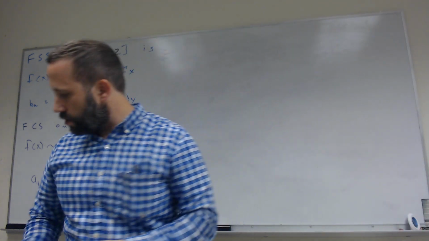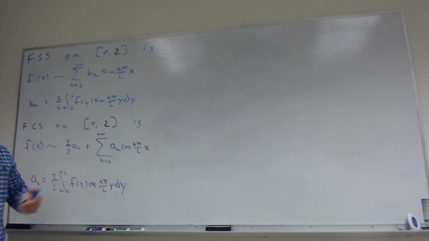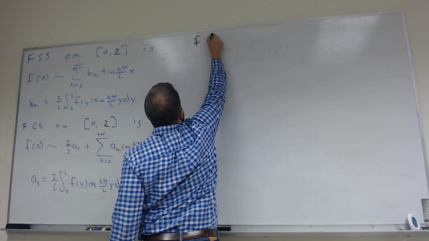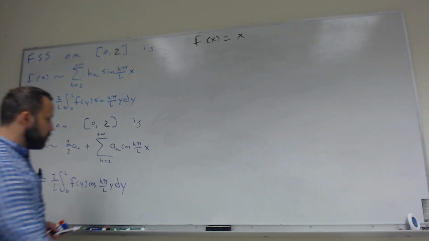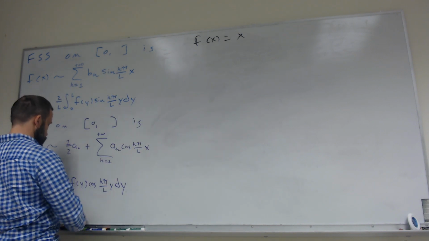Okay, so now we're going to look at the example. So this is question 6. And we want to find the cosine and sine series for the function f of x is equal to x, and this is going to be on the interval 0 to pi. So 0 to pi.